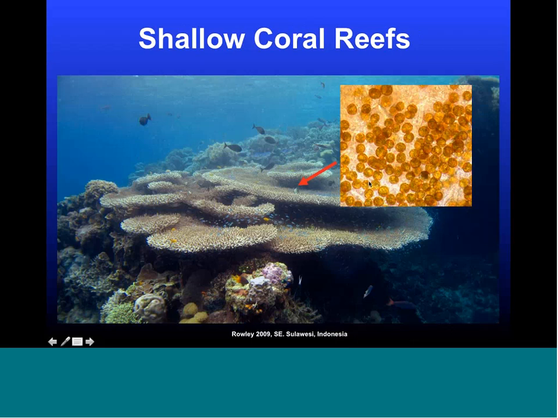Okay, so the shallow coral reefs, people generally associate those with scleractinian, or hard corals. And here's a lovely picture of a hard coral out in Indonesia. And they have zooxanthellae, or single-cell algae, that are associated with them. So they require photosynthesis in order to survive. And that's what we're used to hearing when we talk about coral reefs. And they're absolutely delightful, of course.